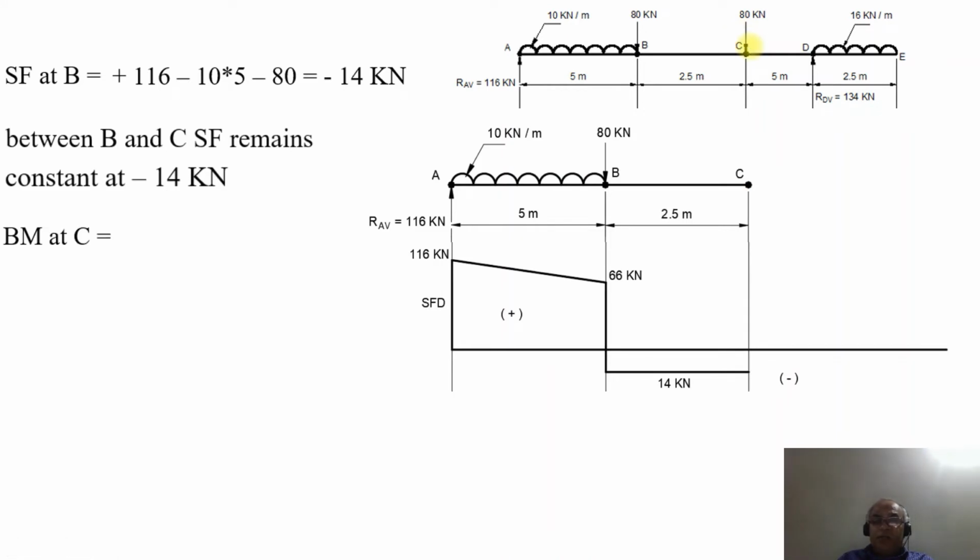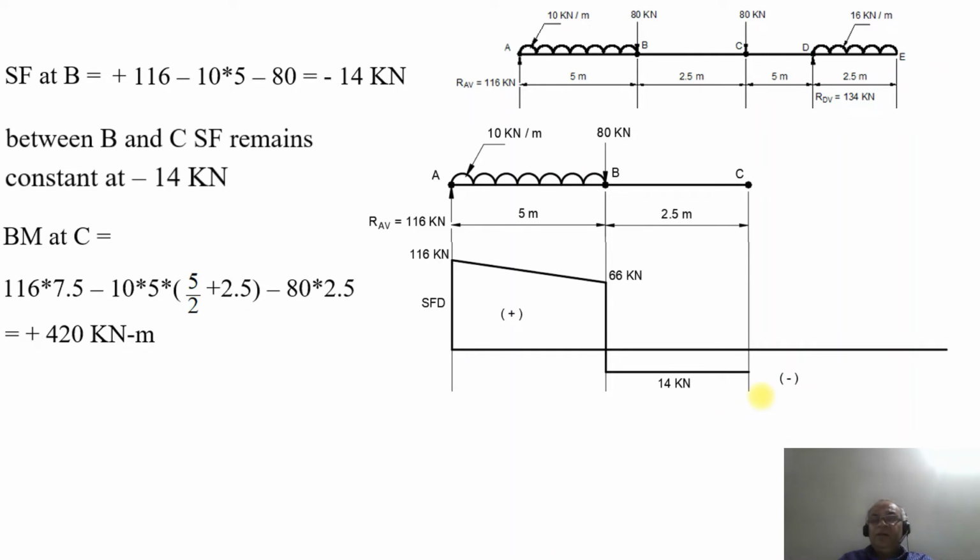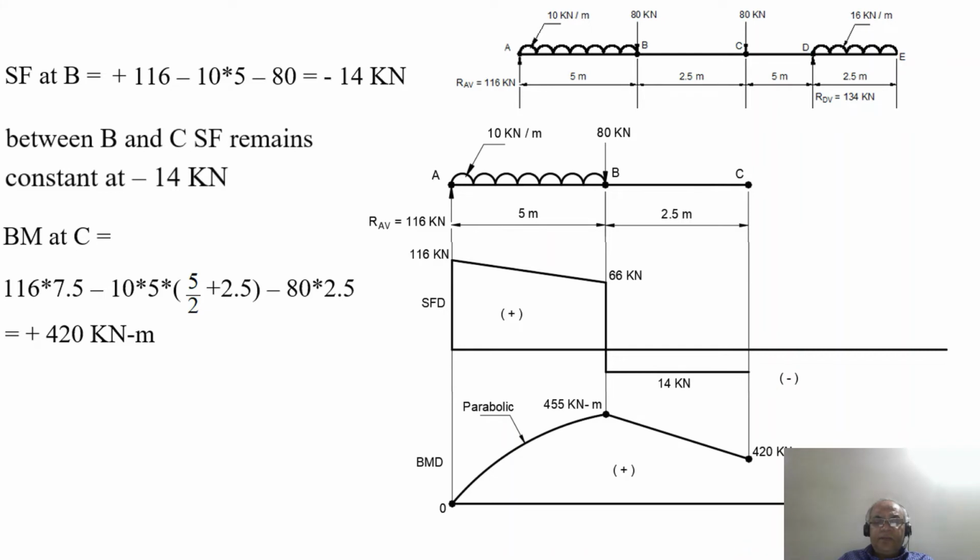First we have found the shear force at C. Now we are going to consider the bending moment at the point C. Bending moment at the point C will be equal to plus 116 into 7.5 minus 10 into 5 into 5 by 2 plus 2.5 minus 80 into 2.5. On simplification, you will get plus 420 kilonewton meter. Once you plot that, you can see the bending moment diagram reduces from 455 kilonewton meter to 420 kilonewton meter at the point C.